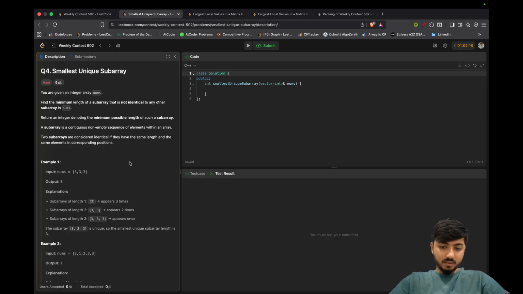We need the frequency of all the subarrays. And all the subarrays can grow up to n into n plus 1 by 2, right?